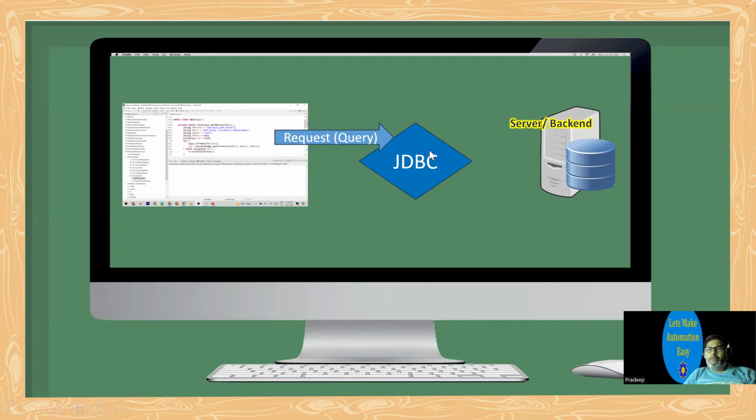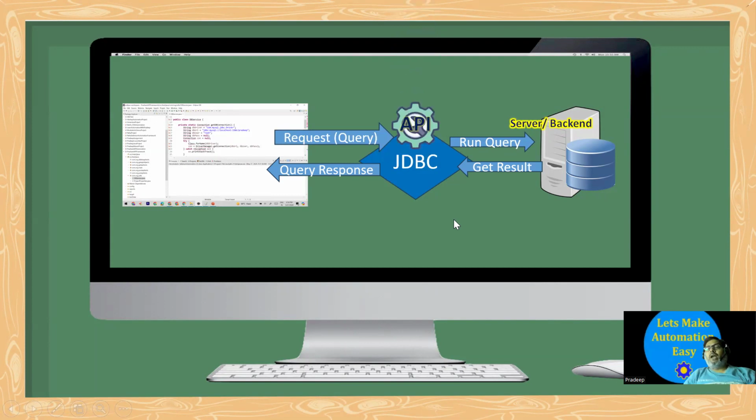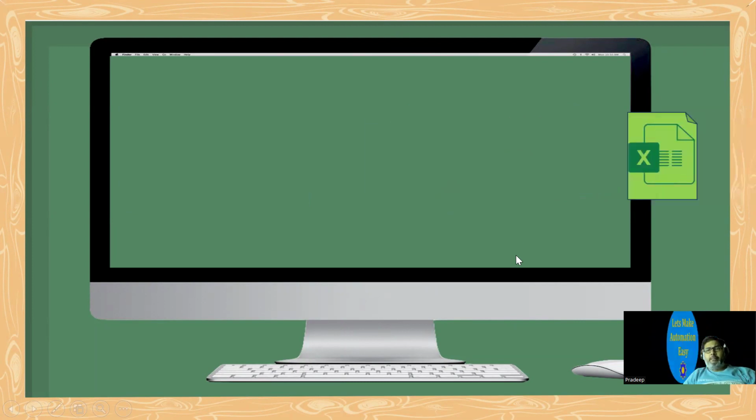So you can send a request. This request is executed on the DB, and the result is sent back in the form of a response to your program. So here JDBC is working as an API. JDBC is just like a program, a small program or set of programs. It works as an API between your Java program and the database so that they can interact.